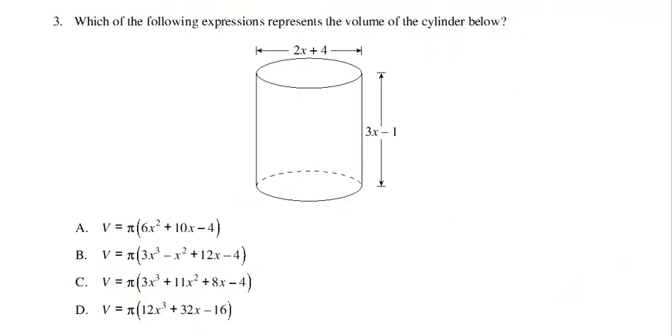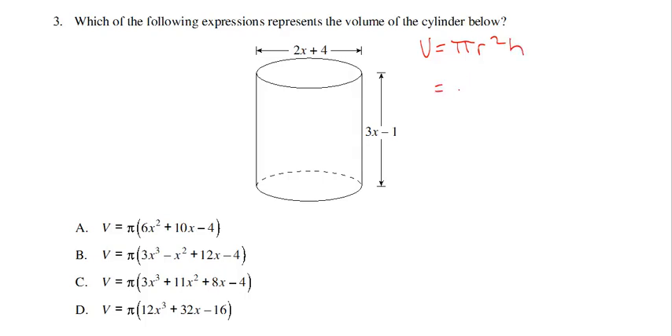Number 3, which of the following expressions represent the volume of the cylinder below? With any figure, you have to find the area of the base, and then we just multiply by the height. So in this case, we have volume is equal to the area of a circle. So we have pi r squared. You might need to go to your formula sheet to recall that. And then times the height.